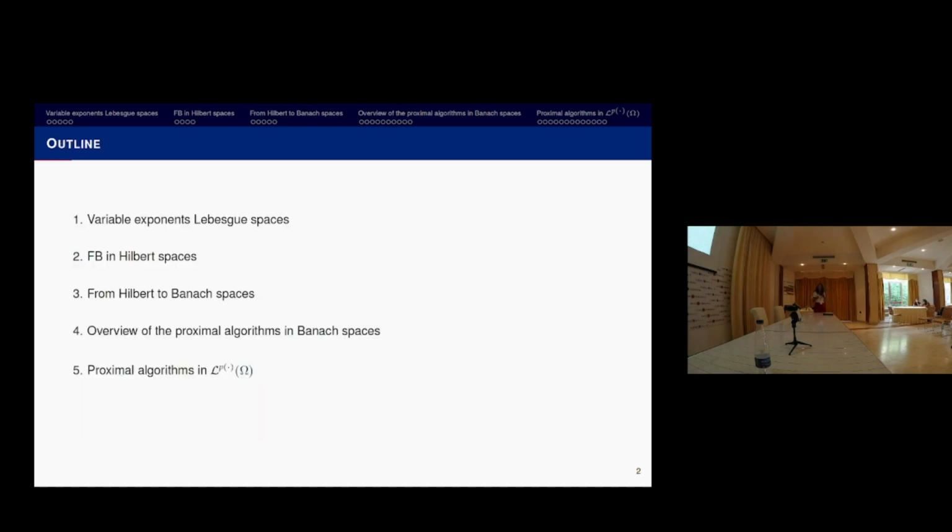So the outline of the talk is this. At first I will introduce some basic elements of the variable exponent Lebesgue spaces, and then I will move on to the resolution of the optimization problem. At first in the Hilbert space scenario, and then I will present some problems that arise when we move to the Banach space scenario, and I will present an algorithm in the Banach space, and then the generalization into the Lebesgue space with variable exponents.